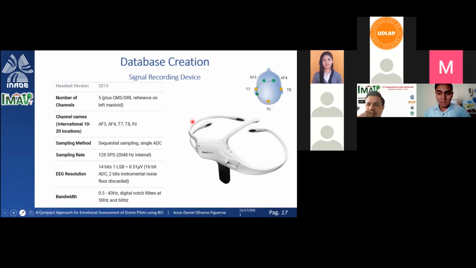This is the device, the Emotiv Pro, that we use to record the EEG signals. It has 5 channels, as you can see here: 2 for the frontal lobe, another 2 for the temporal lobe, and the last channel for the parietal lobe. It has a sample rate of 128 Hertz and a bandwidth from 0.5 to 43 Hertz, and has a digital notch filter at 50 and 60 Hertz.